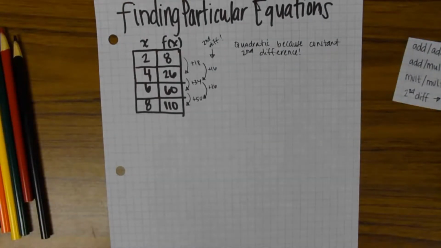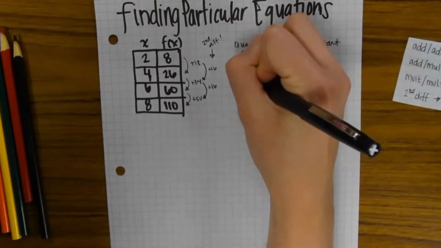So, we know that it's quadratic because we found the pattern. Now, how do we solve for quadratic? Well, let's start by writing the general equation down.